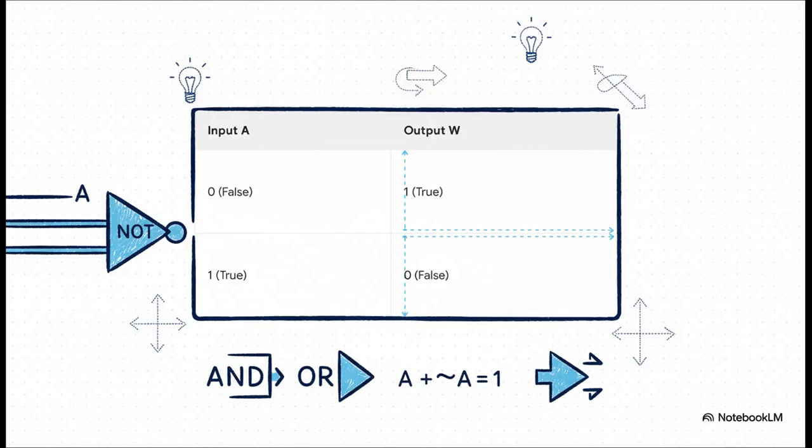And here it is, the simplest truth table of them all. This is for an operation called NOT. It's so simple. If the input is 0, the output is 1. If the input is 1, the output is 0. That's it. The NOT operator just flips the value. It's basically the logical version of opposite day.